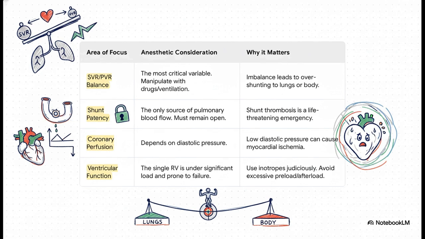But if the SVR drops, blood will bypass that little shunt and go to the body, causing severe hypoxia. Our job is to stay perfectly balanced on that tightrope, using our ventilator and our drugs to keep the saturations in this delicate little sweet spot, usually around 75 to 85%. And all the while, we are constantly, obsessively vigilant for shunt thrombosis, which is a catastrophic, life-ending emergency.